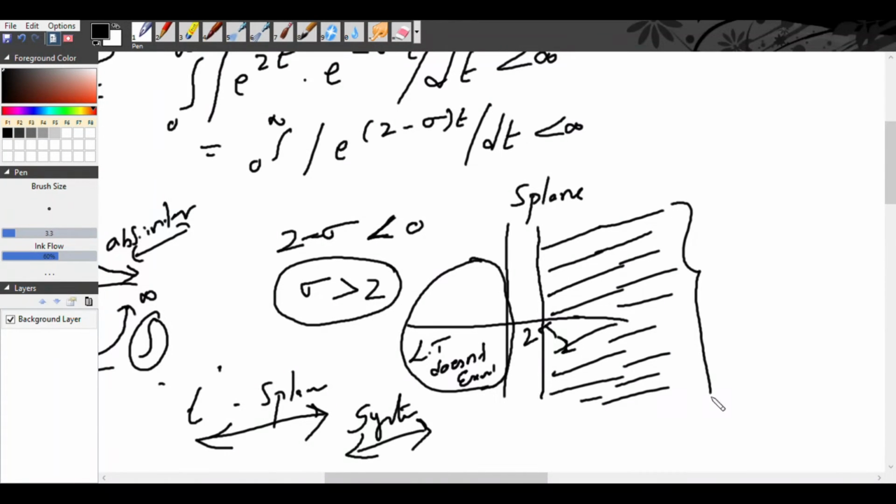So the Laplace transform exists everywhere here, but here it does not exist.